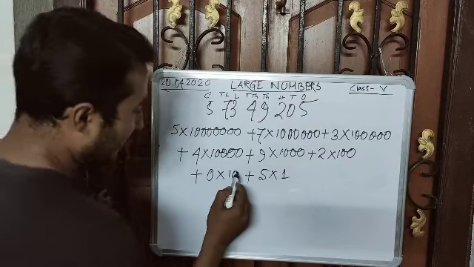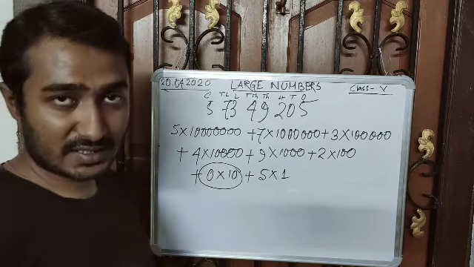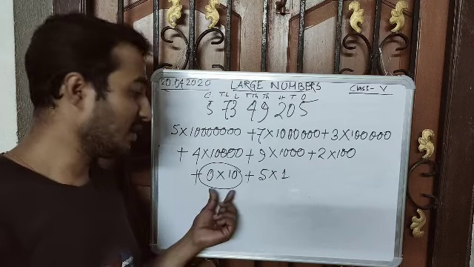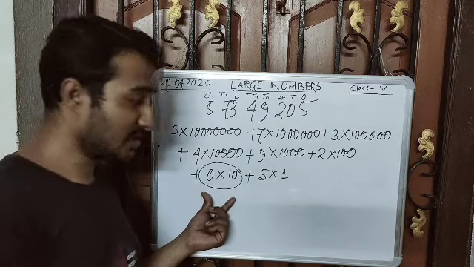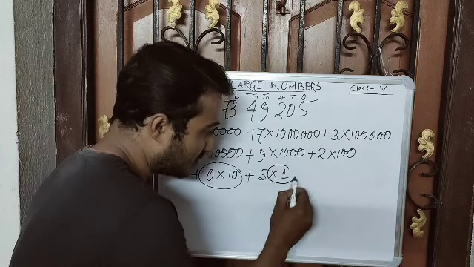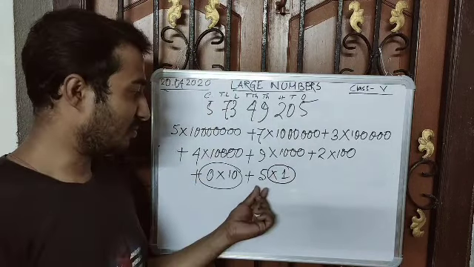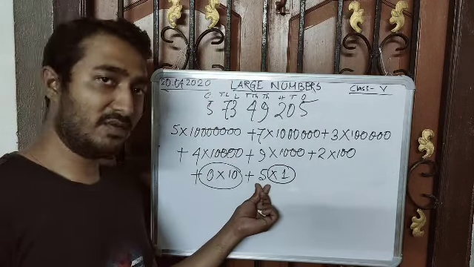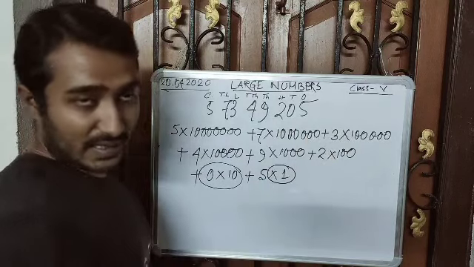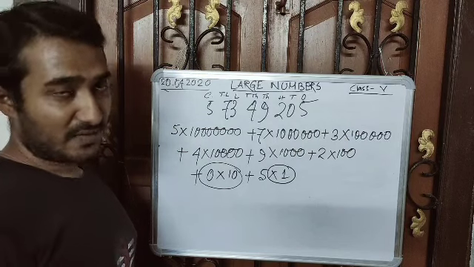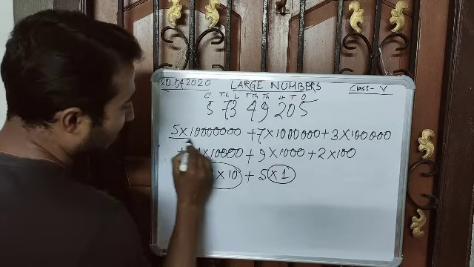You can avoid this step. As it is multiplied by 0, we know that multiplied by 0, the result is 0. So you can avoid this place, and you can avoid multiplying by 1, because if we multiply a number by 1, the number will remain the same. So this is the way of writing a number in an expanded form. You can avoid the multiplication step.